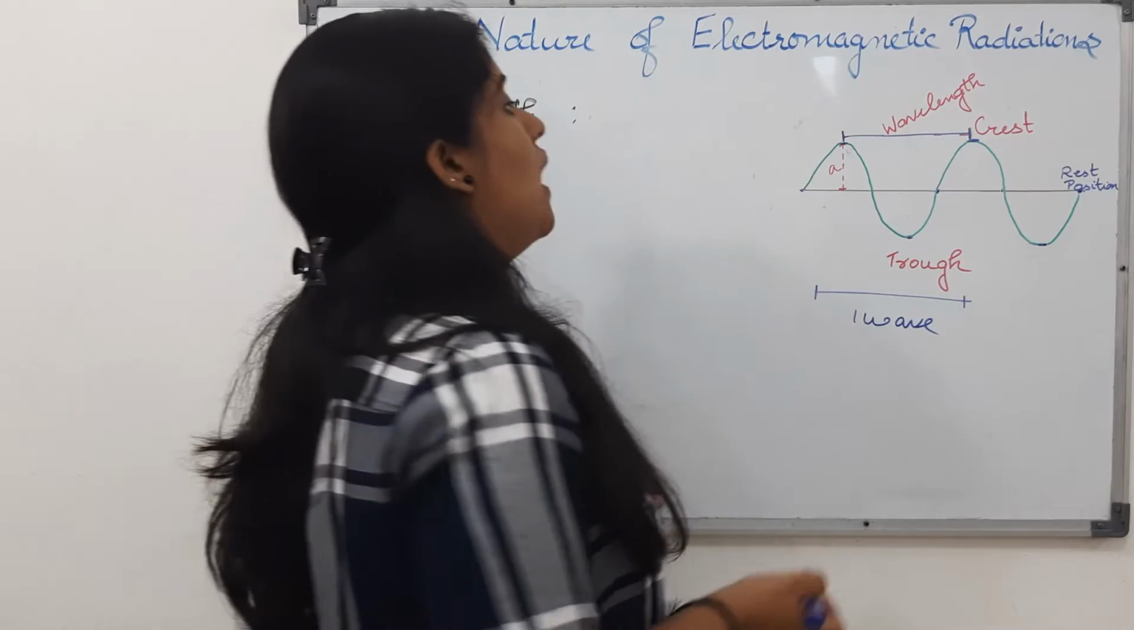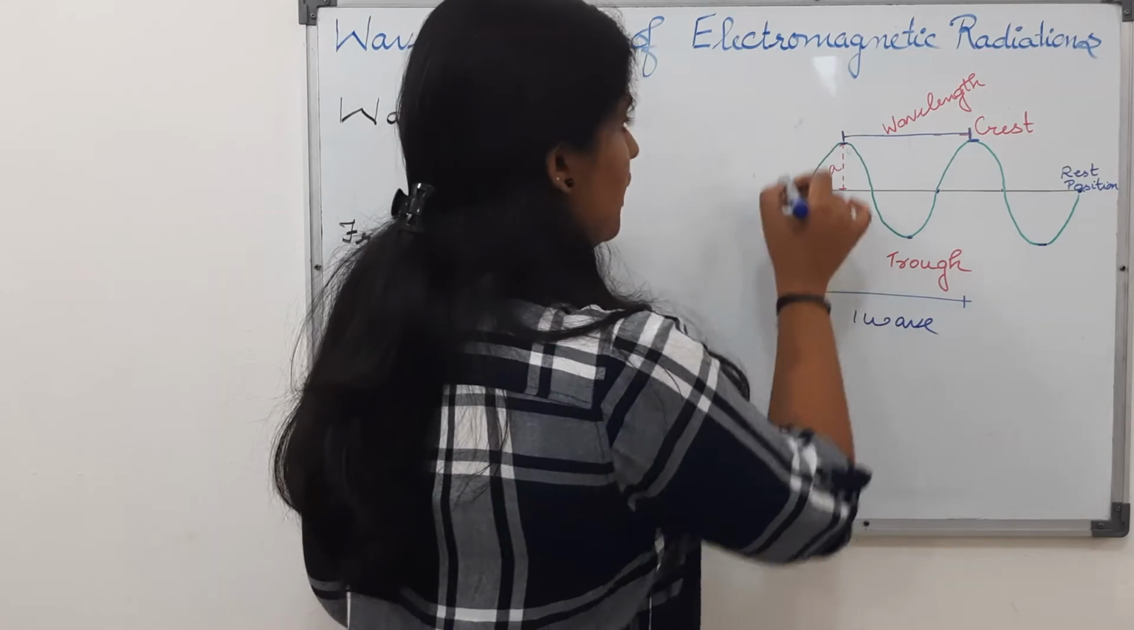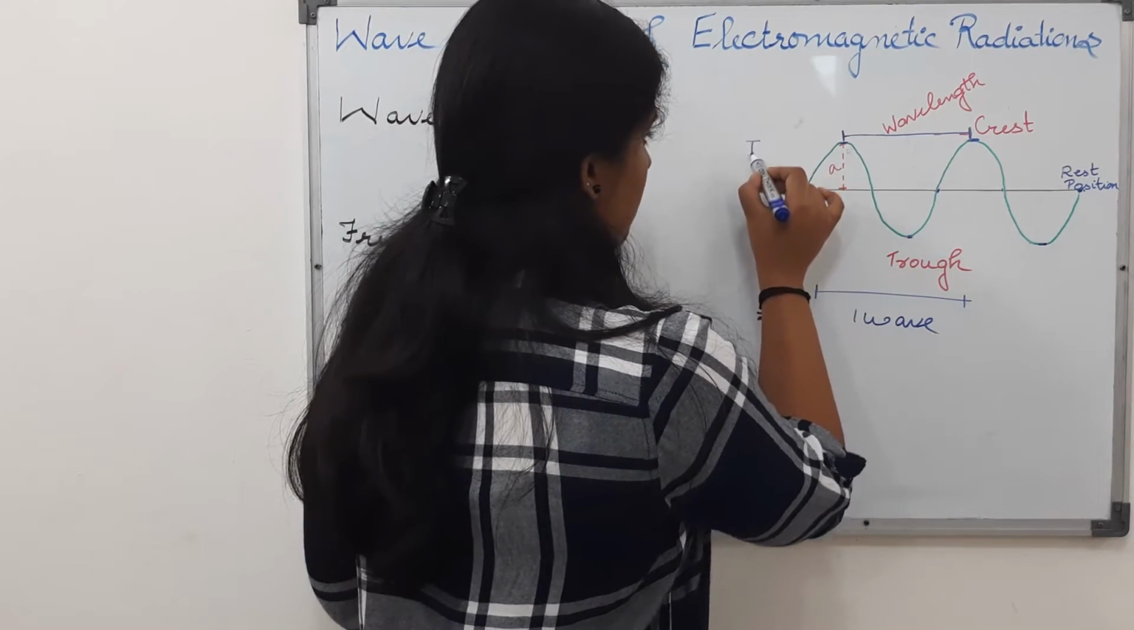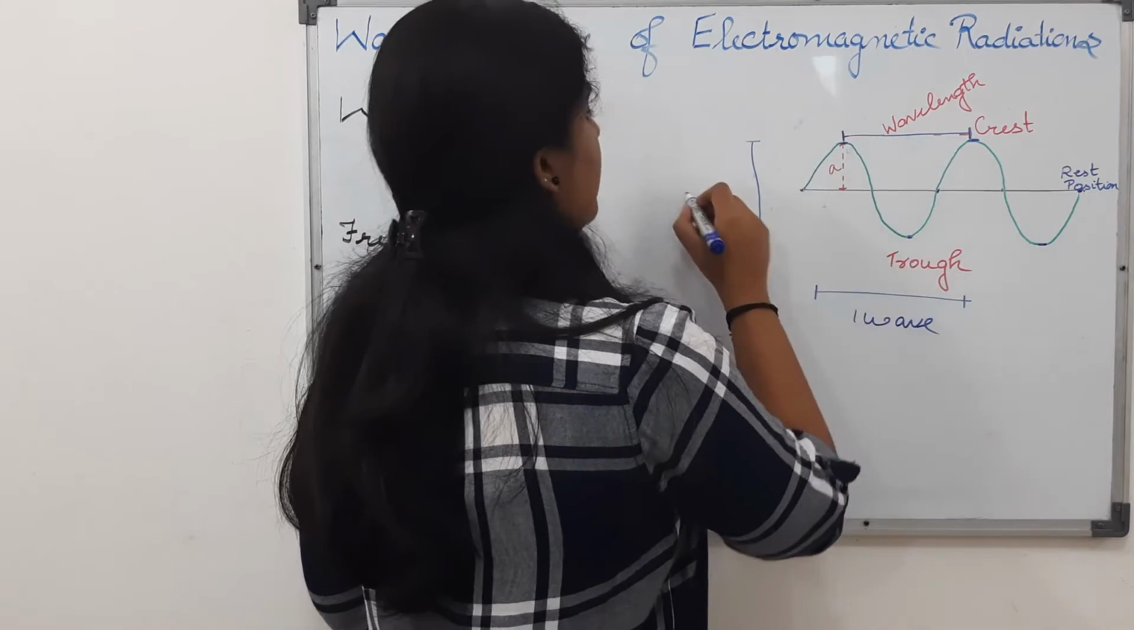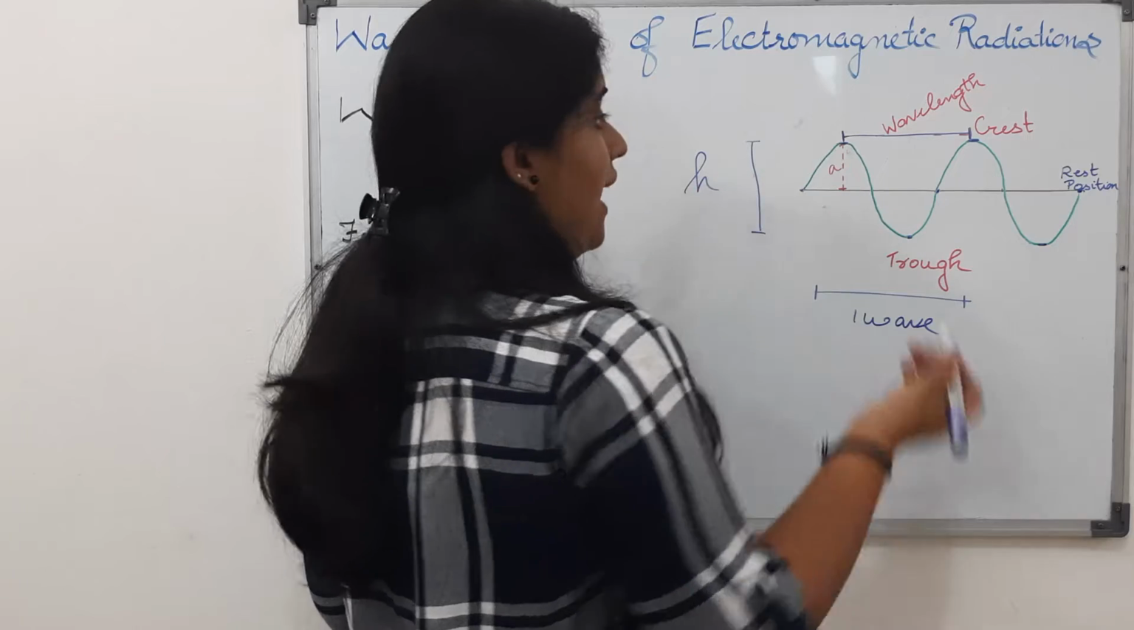Okay. Now the total distance starting from this crest point to the trough point, this whole distance is called the height of my wave, which can be maybe h.